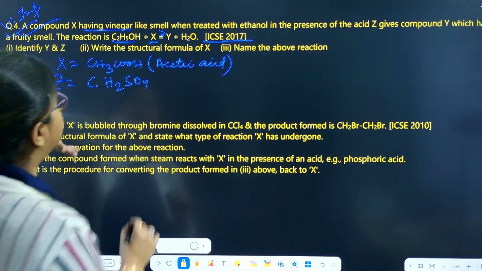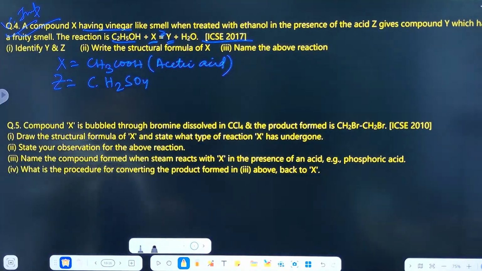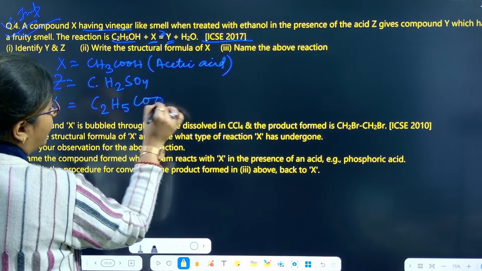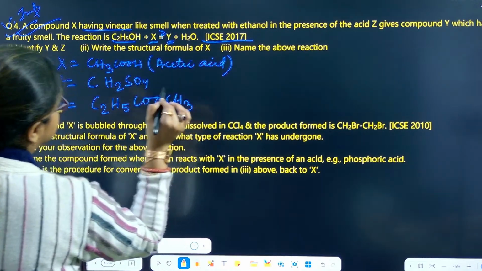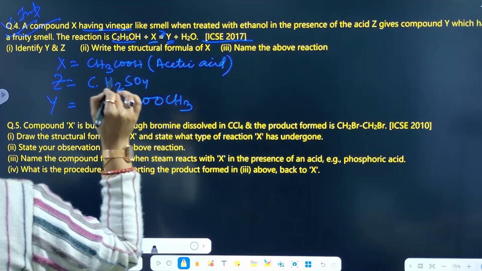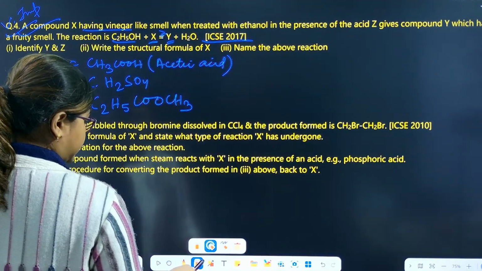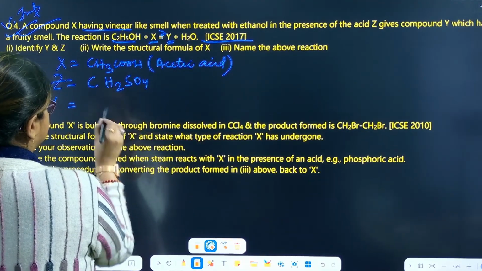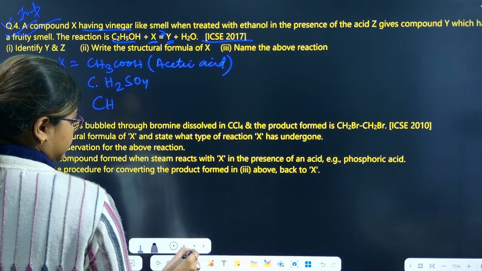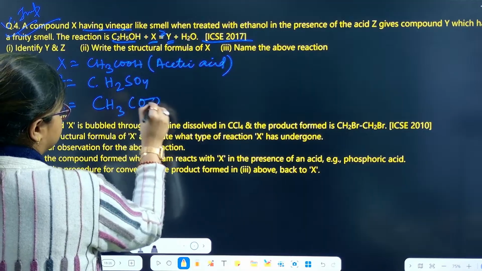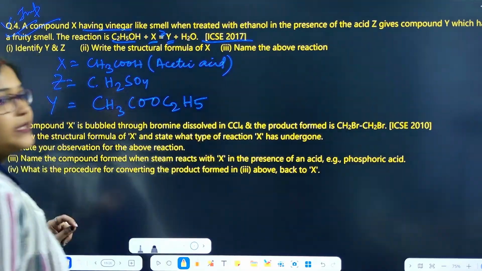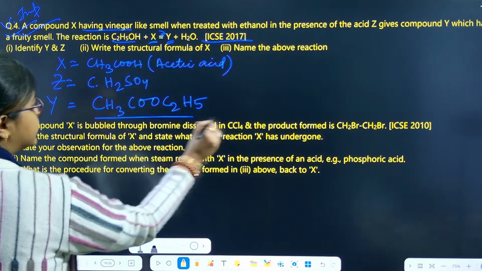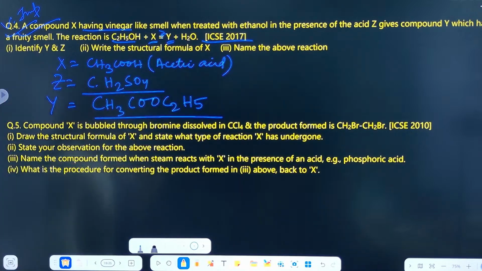Which has a fruity smell. So Y is nothing but what will it be? It will be an ester. That means C2H5COO. This will be the ester. Okay. So identify Y and Z. Y is this ester. Z is concentrated sulfuric acid.